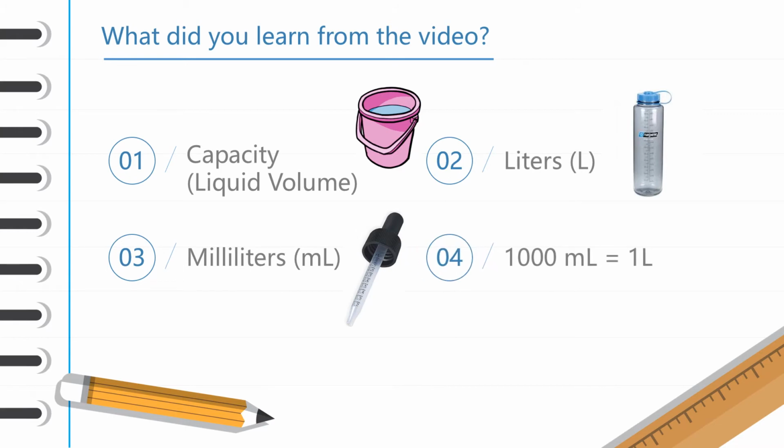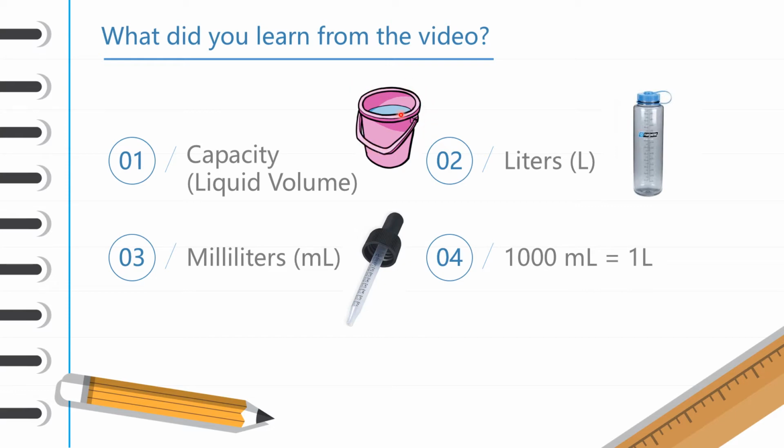Okay, so let's discuss what you learned from the video. The first one, what was capacity? Excellent, it is the liquid volume. Now what is the liquid volume? The amount of liquid a container can hold. So capacity is the liquid volume, and that is the amount of liquid a container can hold.